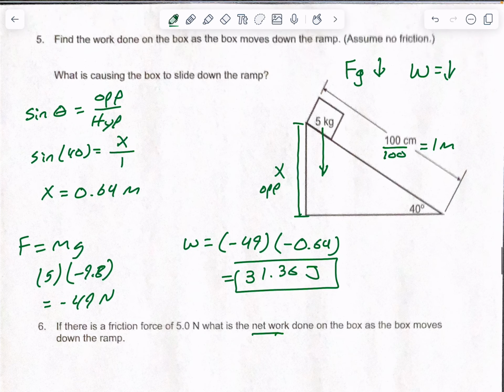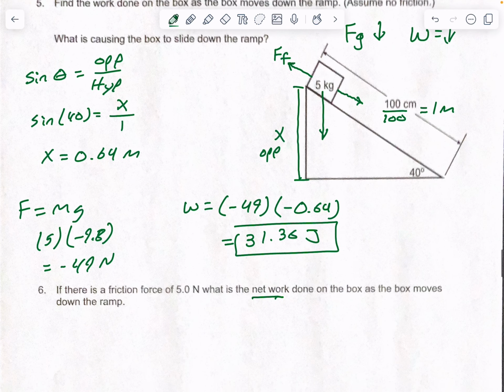As that box is sliding down the ramp, your friction force is between that ramp and the box. When those surfaces touch, that's where friction comes from. So your friction force is going against you. We're going to figure out how much work friction is having to do on this ramp. So work of friction: I have a force, and that's technically negative 5.0 because it's going against you.